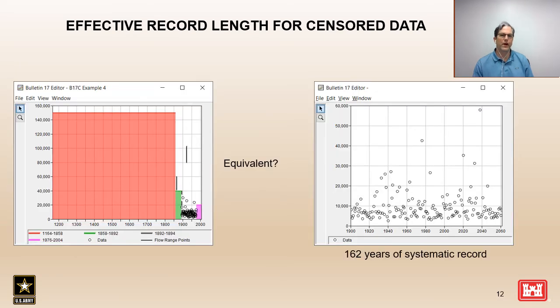So what is effective record length, and what does it really mean? In our data set on the left, we have censored data consisting of perception thresholds and flow intervals, so we don't know the actual record length. But we can try to find an equivalent record of systematic data that will be equivalent to our data set.